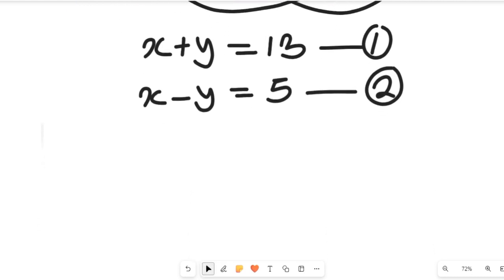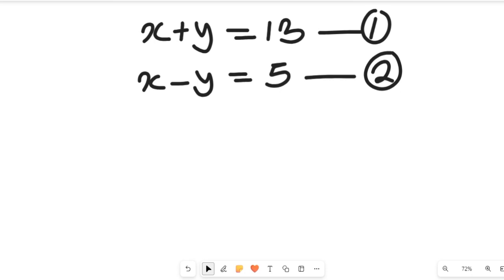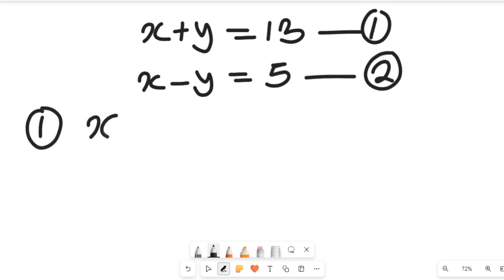If we solve these two equations, we're going to arrive at an answer. Now I'm going to solve this using the substitution method. It's a simultaneous equation. Now let's do that. From equation 1, we are going to find out that our value of x will be equal to 13 minus y, because we subtracted y from both sides.